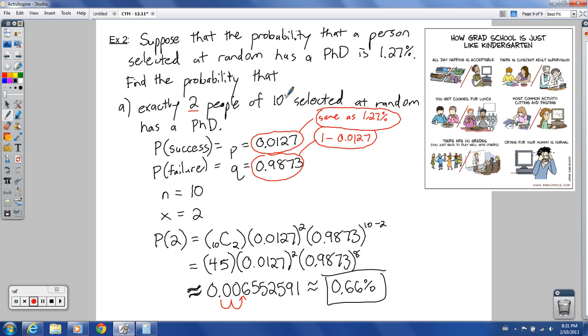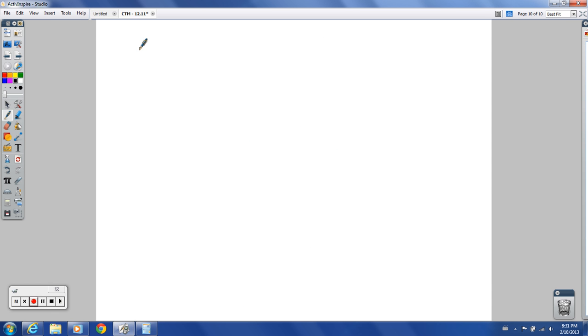So any random 10 people you select, since there's only 1 in about 100 that even has a PhD, to have 2 with a PhD in that group of 10 that you picked would be pretty tough to do. It'd be pretty unlikely. So in that context, I think that answer really does make sense. Let's do part B now and part C, and we'll call it good. So none of 10 people selected at random has a PhD.